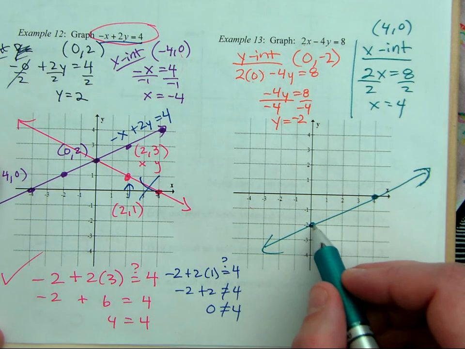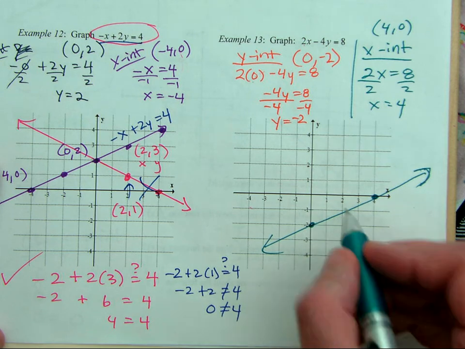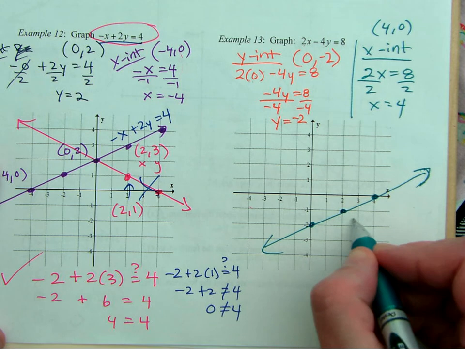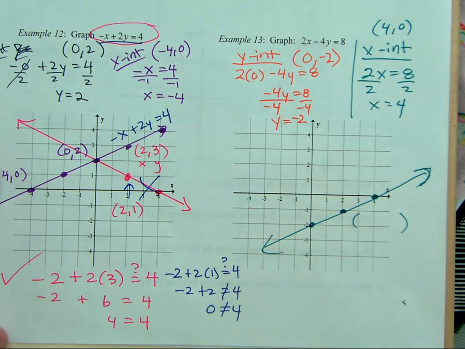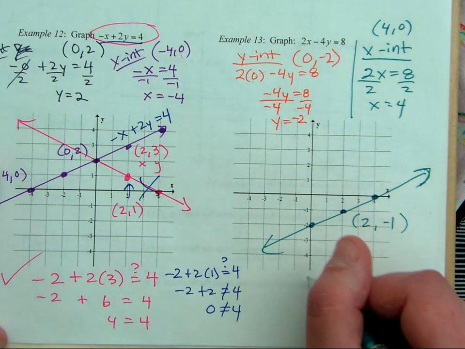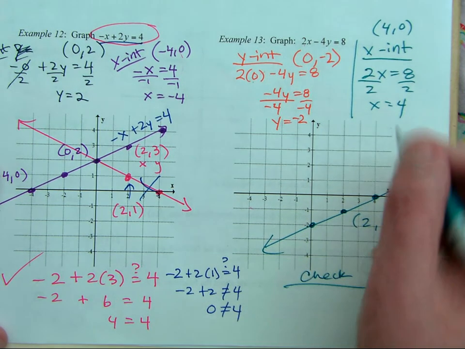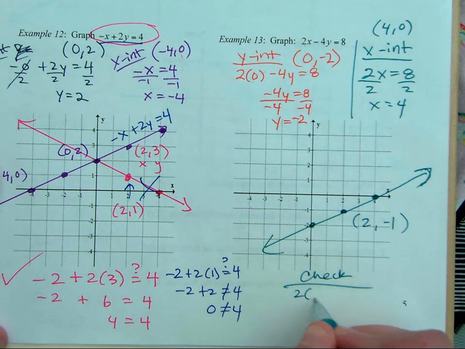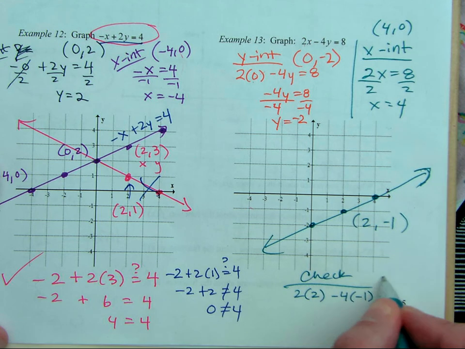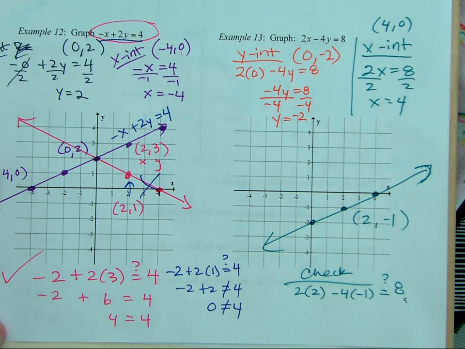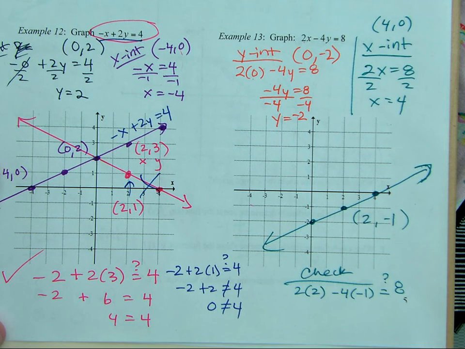I can see I went up 2 over 4. So that's the same thing as up 1 over 2. And I think I drew it a little weird. So what's this ordered pair? Yeah, 2, negative 1. And I'm going to use that as my checkpoint. So if I plug in 2 times 2 minus 4 times negative 1, is that going to give me 8? Does this make sense what I'm doing for the checkpoint? And I get 4 plus 4 is 8, and that's a true statement. 8 is equal to 8.